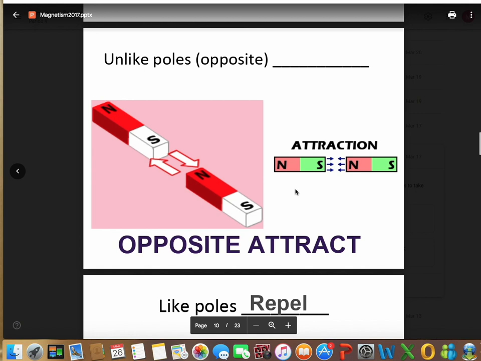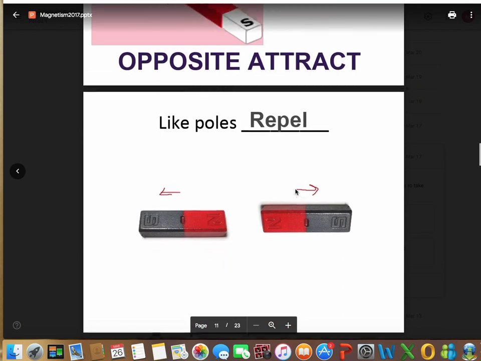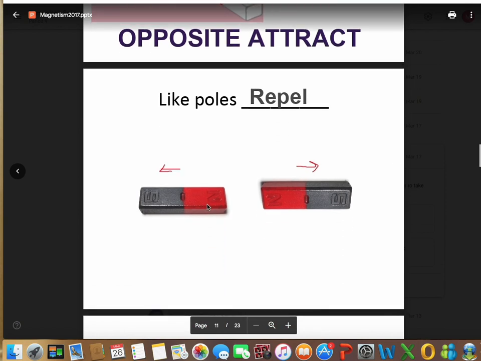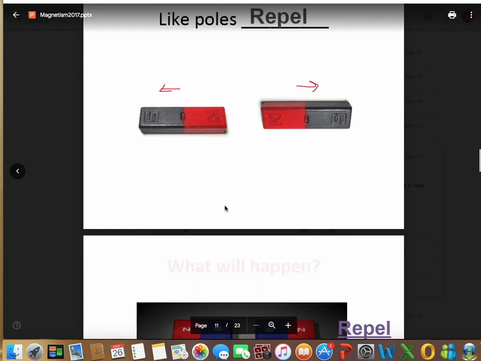So I wrote up a lab for us as well to show you the magnetic strength. And I bought these really crazy magnets. You could put them on your hand, and you could put them on both sides of your hand, and they would stick. It's pretty cool. Like poles repel. So these two magnets, when you put them together, would push apart, almost like magic. So repel is a push, and attract is a pull.